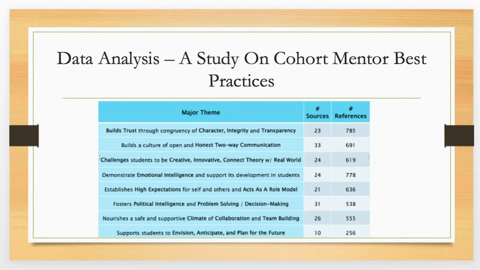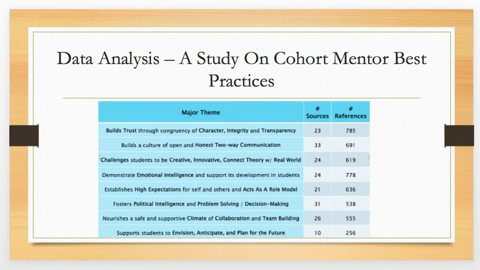So she coded this in NVivo. And so let's take, for example, the first theme, which is builds trust through congruency of character, integrity, and transparency. That was evidenced in 23 different sources, and references totaled 785 times, okay? And she coded that using NVivo. So I just want to take a few minutes to kind of showcase the overall end result of coding.